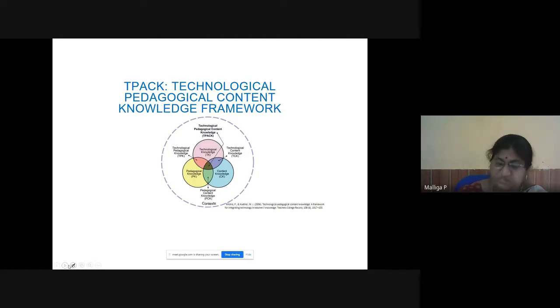Okay, so this is one thing, we call it the TPACK framework, where a teacher should have the content knowledge, the pedagogical knowledge, and the technological knowledge. This is very, very essential, right? So what to teach, how to teach, and how to use the technology in your teaching learning process. That is the aim of this course, no? So you are going to implement the OBE curriculum with LMS, the learning management system.